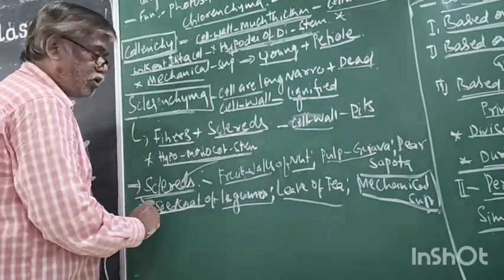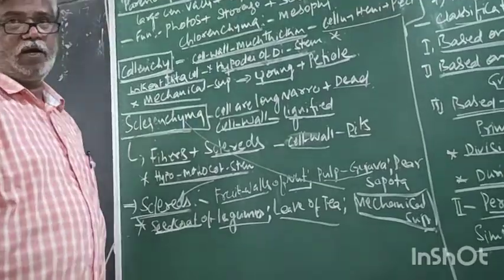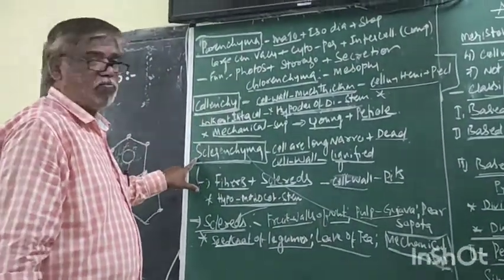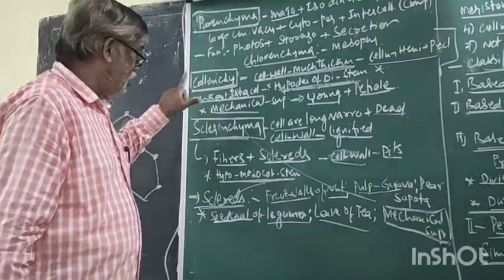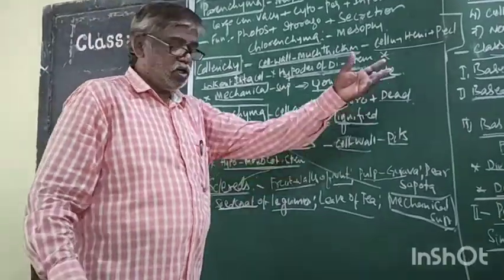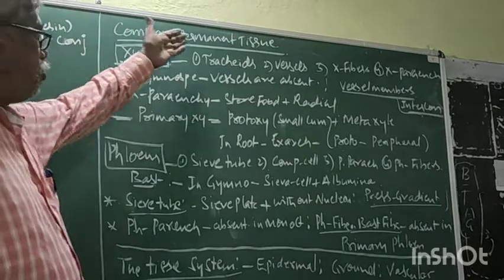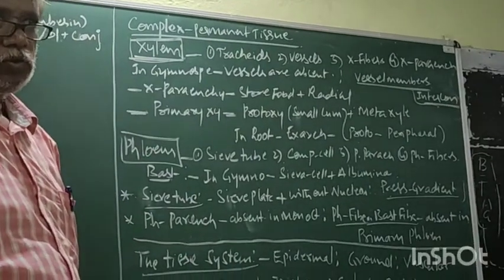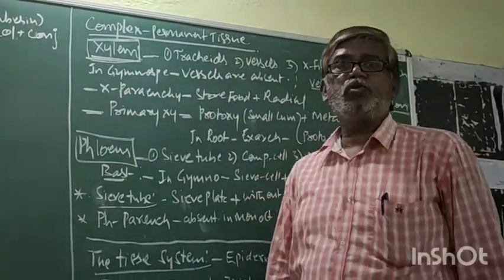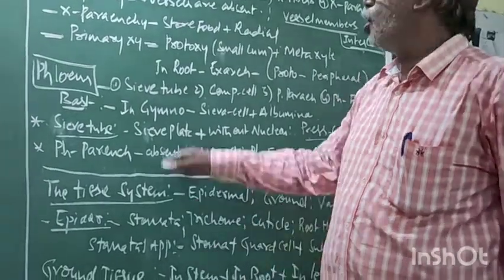It is very important. Sclerenchyma gives mechanical strength. Of course, collenchyma also gives mechanical strength, but it is a living mechanical strength, while this is a dead mechanical strength. So this is about strength. Now come to the next. Simple permanent tissue is over: parenchyma, collenchyma, sclerenchyma.